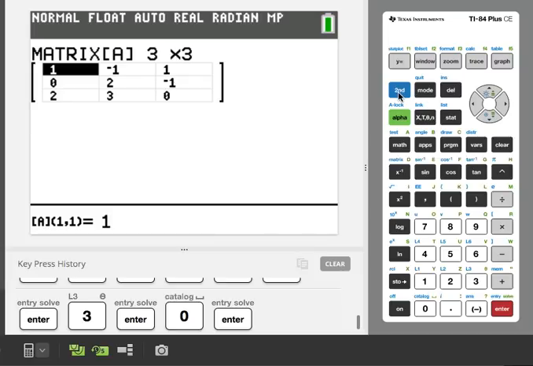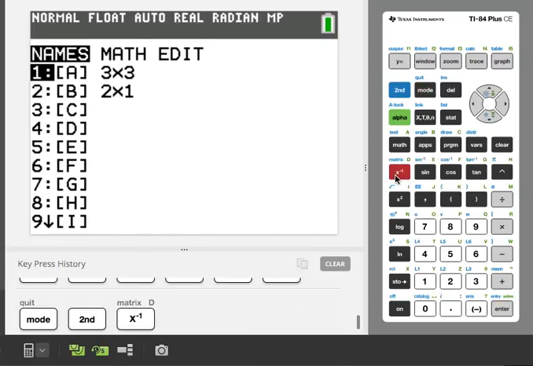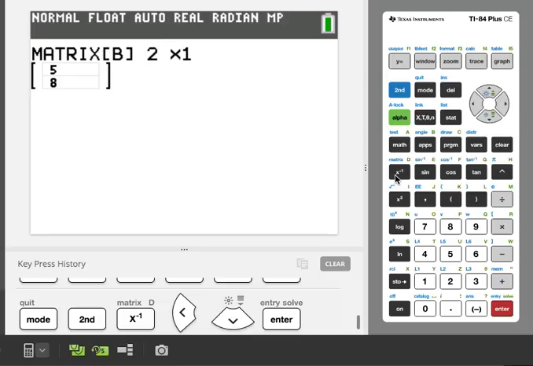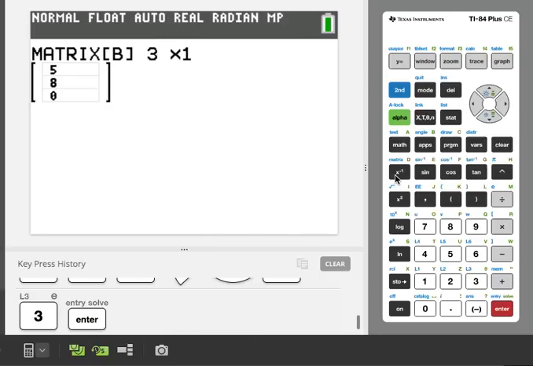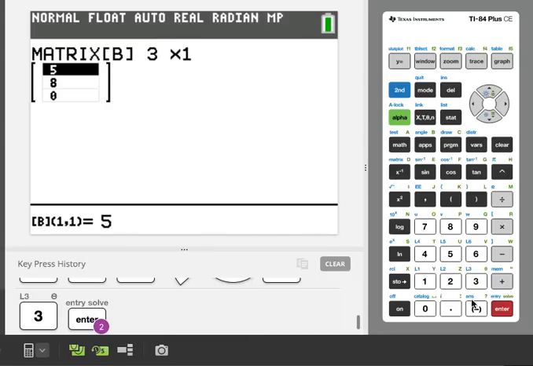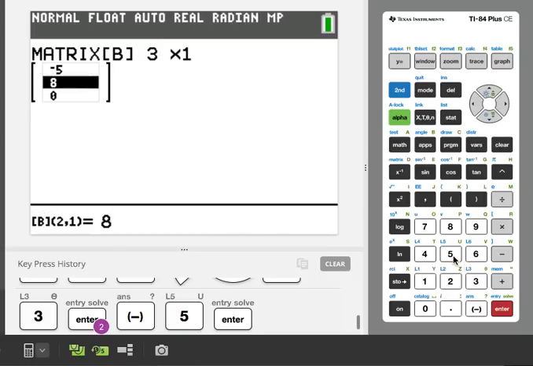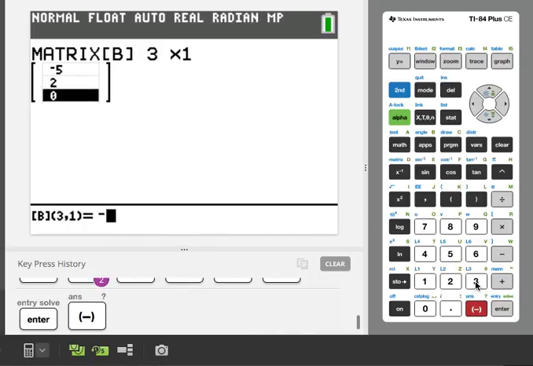All right, there's matrix A, quit, back to matrix, back to edit, down to B. This is a 3 by 1, so negative 5, 2, negative 3.